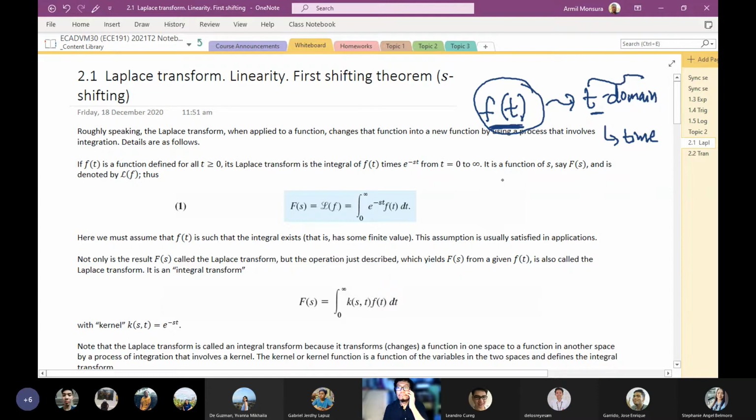Now, if f of t is a function defined for all positive t, meaning your function is right-sided, yung function ninyo is only defined on the right side of the t domain graph. Kasi kung ito yung graph ng f of t ninyo, ang nasa x-axis is yung t, or yung nasa horizontal axis is yung variable time. Tama?